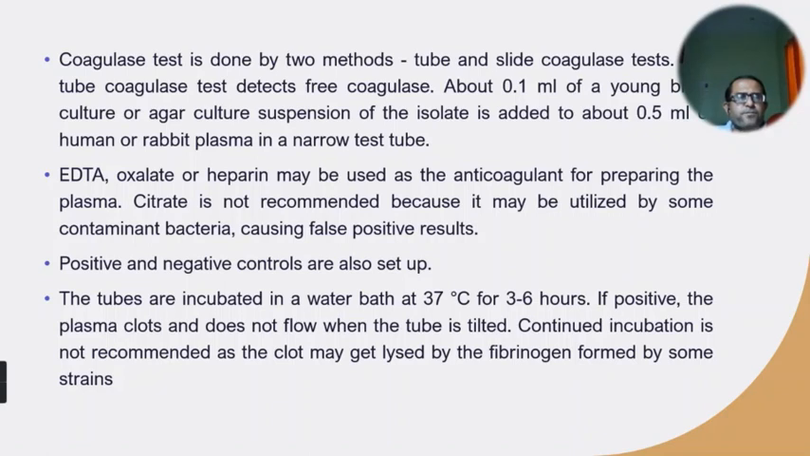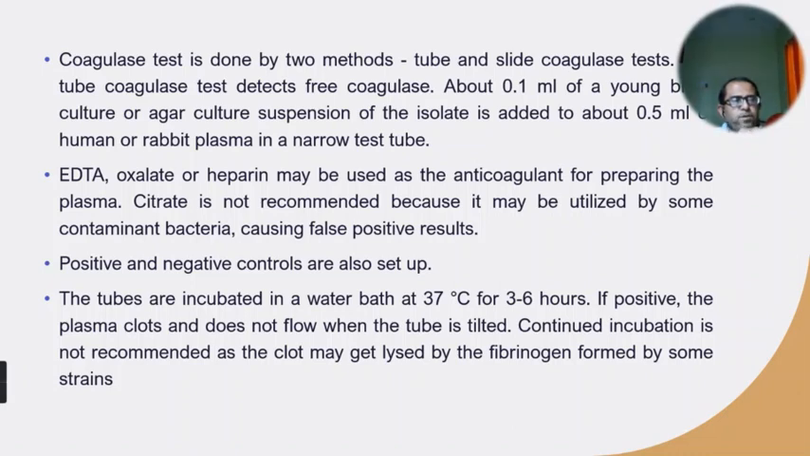it is used for the detection of free coagulase. Here 0.1 ml of young bacterial culture or agar culture suspension of the isolated bacteria is taken, and to that 0.5 ml of human or rabbit plasma in a narrow test tube is added. So the tube coagulase test is used for the detection of free coagulase enzyme. For that purpose, we have to add 0.1 ml of bacterial suspension to 0.5 ml of human or rabbit plasma in a narrow test tube.